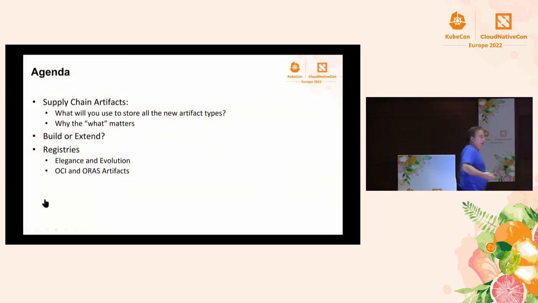So lots of supply chain artifacts. Where are you going to store them? How are you going to distribute them? It turns out the what matters because of some of the best practices for how we think about distributing and deploying these. And we'll talk a little bit about, should we be building new services, or should we invest and extend some of the existing services that you're all using already? So I'll spend a little time talking about the elegance and evolution of registries, which will put context to the whole thing of OCI and ORAS artifacts.